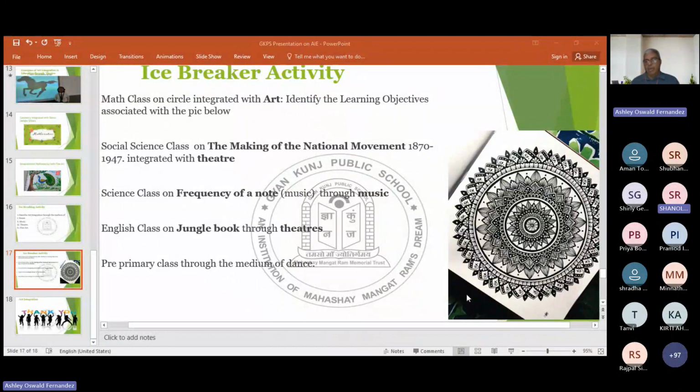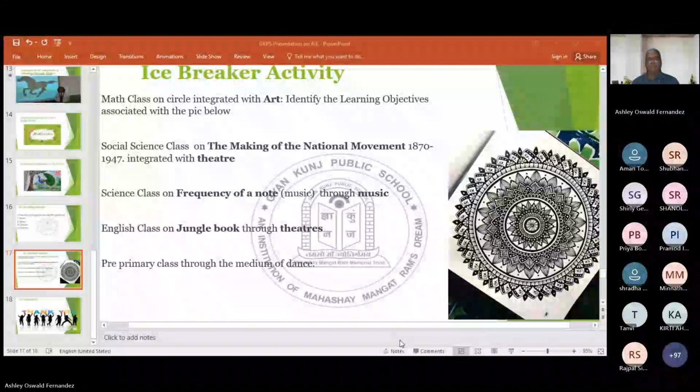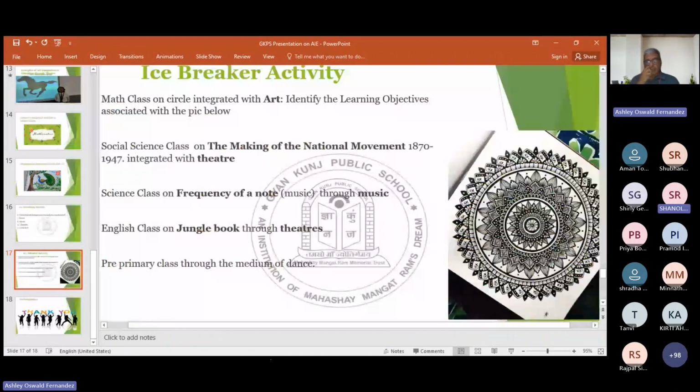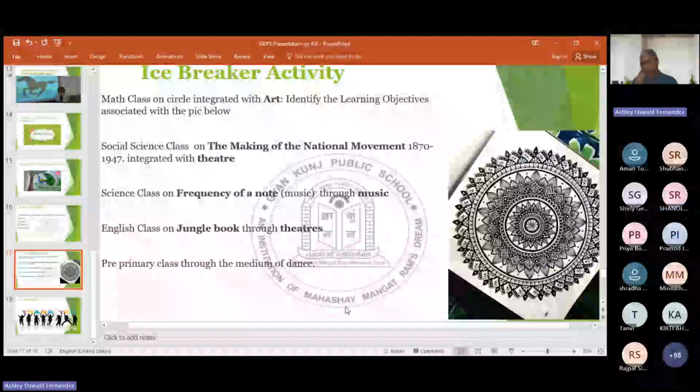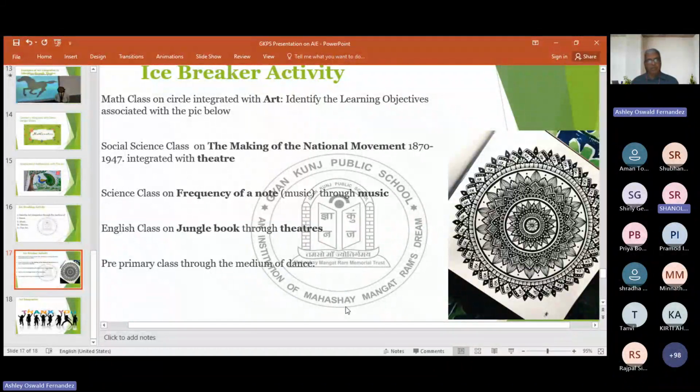Fantastic. Okay. Any other concepts, please? Any takers for the other topics, please? I am still waiting for a science teacher to talk about the frequency of a note in music. A social science teacher, the making of the national movement. I think I have a lot of social science teachers over here. Some of them belong to my school only. Hello, sir. Good evening.